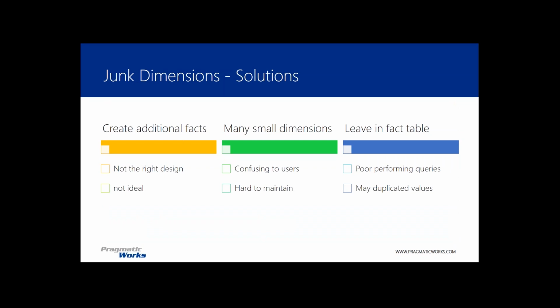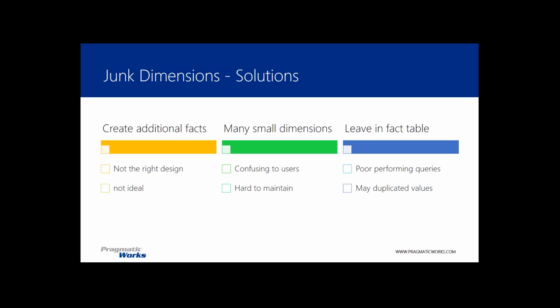Okay, so we have a couple of solutions here. So one, we could create additional facts. So again, we can kind of pivot that data rather than having extra columns inside of our fact table. We could go and make extra rows for each one of those different items, but that's not necessarily the right decision there. We could also separate those out into separate fact tables.